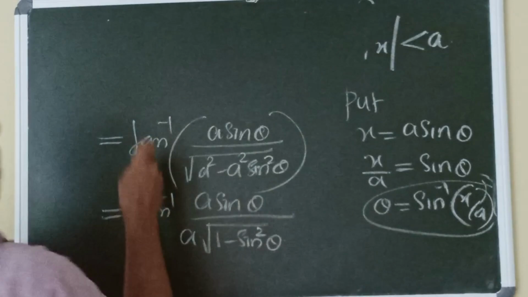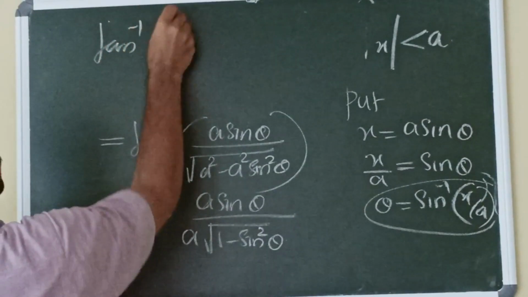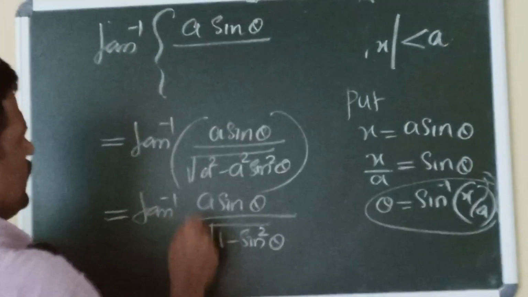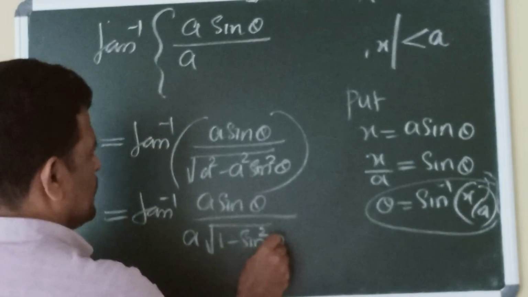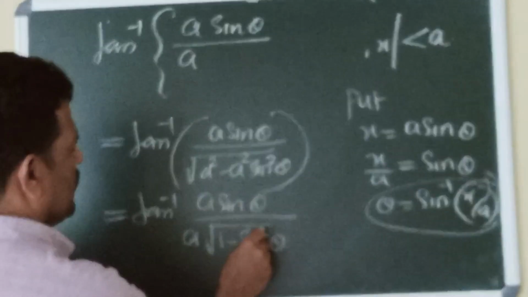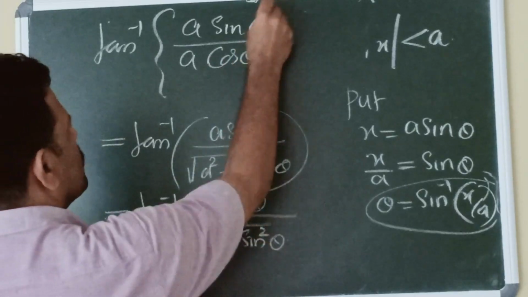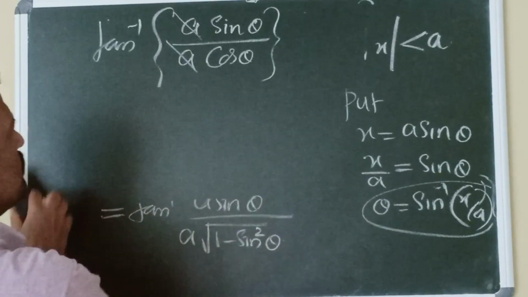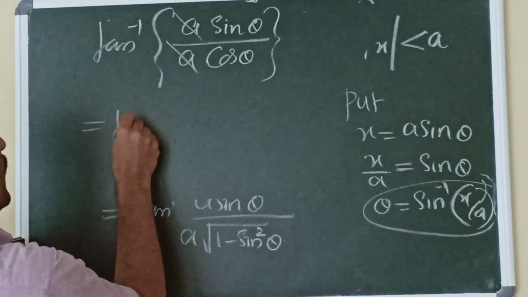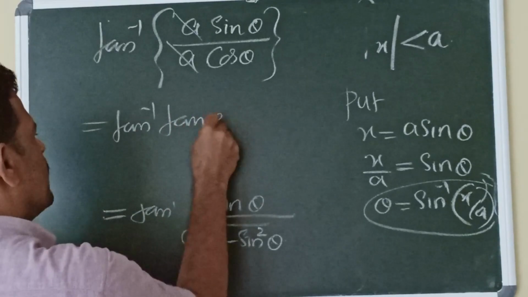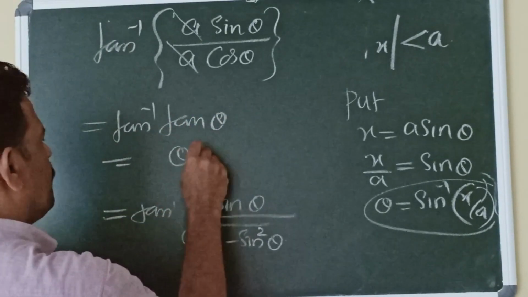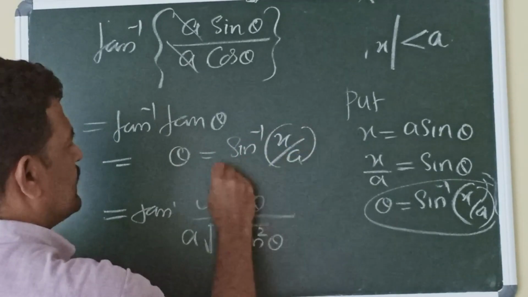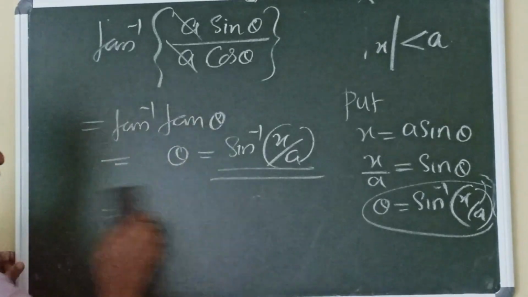That is tan inverse a sin theta divided by a into root of 1 minus sin square theta, which is square root of cos square theta. Taking root we get cos theta. That is a and a cancel, sin theta by cos theta is equal to tan theta. Therefore this expression is tan inverse tan theta, that is theta, that is sin inverse x by a. Therefore the answer is sin inverse x by a.